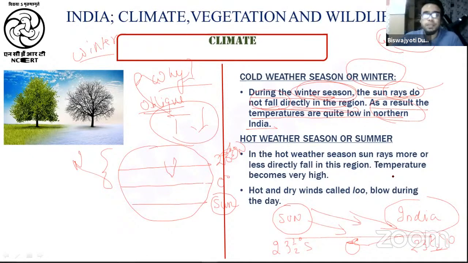But the situation, what happens? The situation reverses. The situation will reverse when? During the summer season. So as the earth keeps on revolving around the sun, what happens? In a particular situation, now the sun will be present in the Tropic of Cancer, that is at 23.5 north, right? And because of this, what will happen?